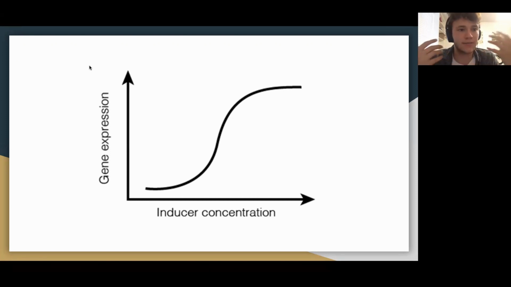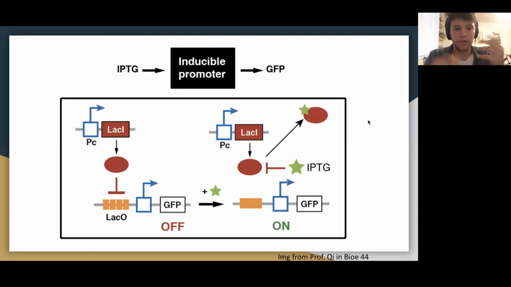So that's your basic examples of these on-off switches in your promoter regions. I want to give an example that's really often used. If you ever work in a synthetic biology lab, you're going to use IPTG. IPTG is a synthetic version of allolactose, which is a sugar.